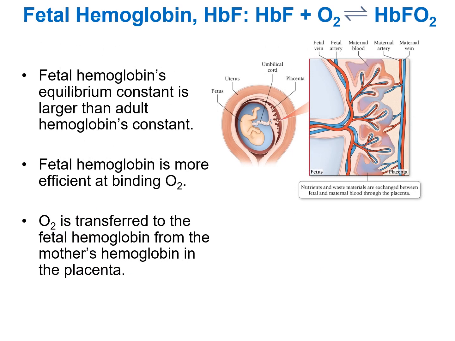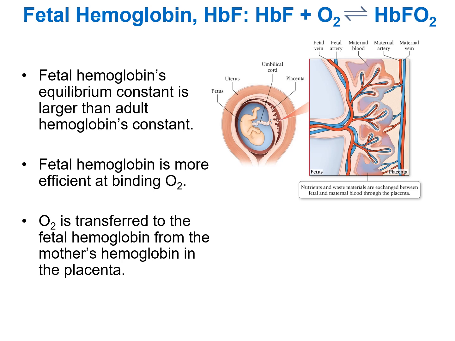Now, there's another unique situation that involves hemoglobin, and this is the hemoglobin in the fetus. Fetal hemoglobin's equilibrium constant is larger than that of an adult's hemoglobin. And the reason for this is that fetal hemoglobin has a greater affinity to bind oxygen than adult hemoglobin. So as oxygen is transferred to the fetal hemoglobin from the mother's hemoglobin in the placenta, the baby's binding capacity is greater. If we think about this, it has to be as great, if not greater, than the mother's, in order to create that wicking action that is needed to make sure that oxygen gets offloaded into the baby's blood supply.